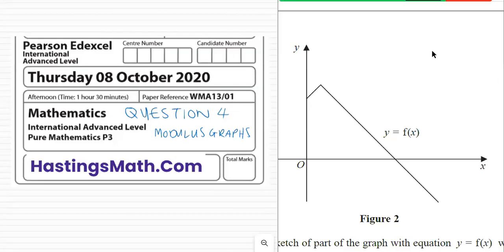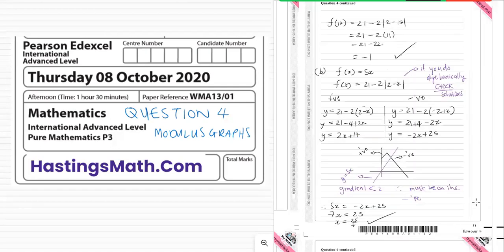This is the International A-Level October 2020 paper. I think it was also the June 2020 paper, but because of COVID during that year, it got moved to October. This is question 4, which deals with modulus graphs. I'm going to go through that with you now, but first, if you'd like to look at my working, go ahead and pause the video anytime.